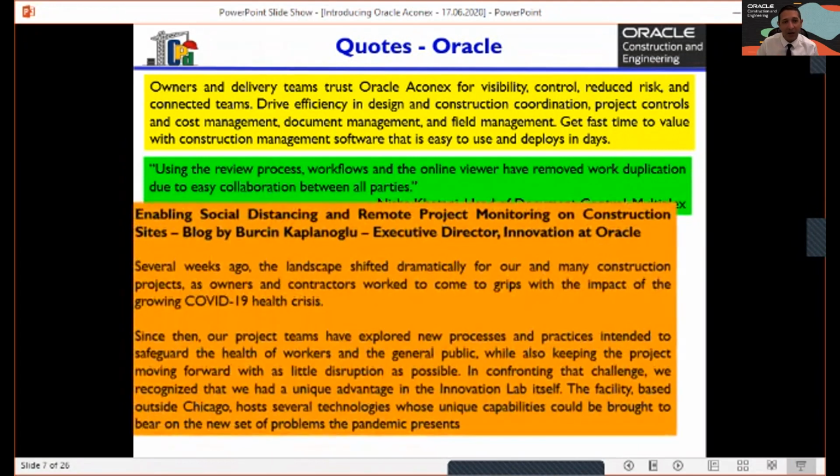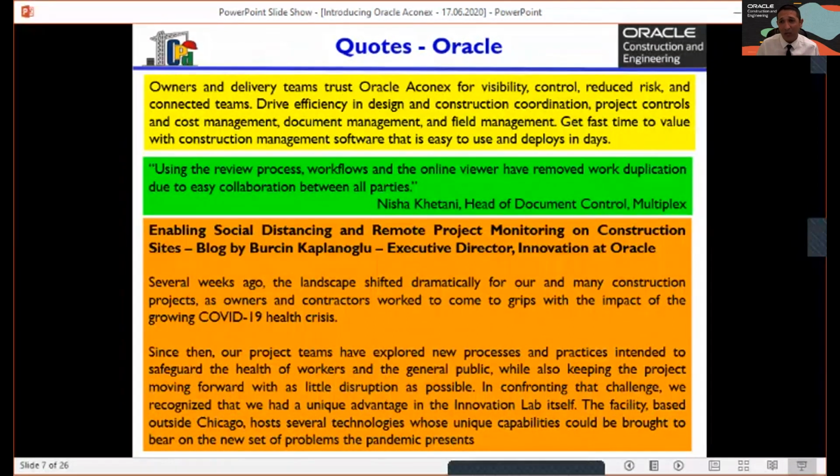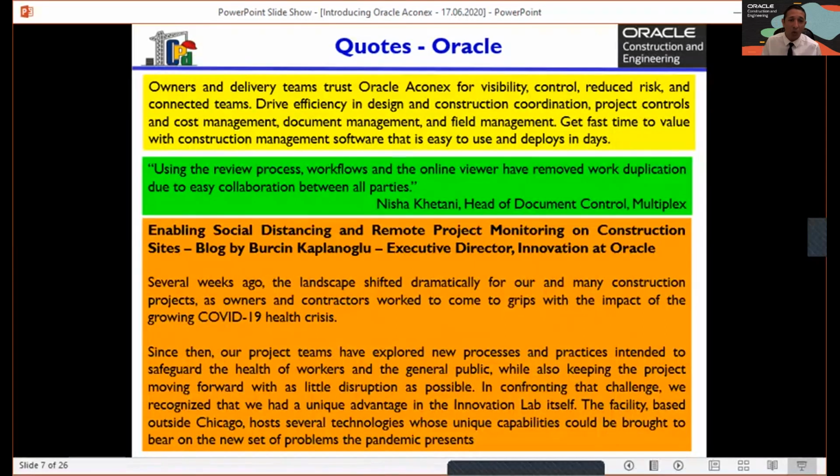And then this is another one, which I know colleagues in construction right now, due to COVID-19, we are looking at social distancing. And this is the blog from the Executive Director of Innovation at Oracle. Bursin goes on to say that several weeks ago, the landscape shifted dramatically for our and many construction projects as owners and contractors work to come to grips with the impact of the growing COVID-19 health crisis.